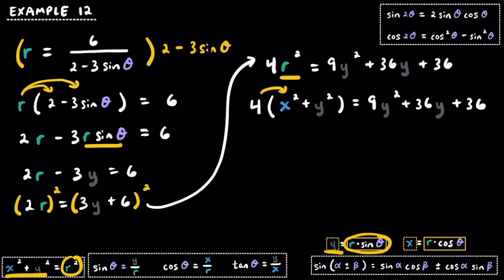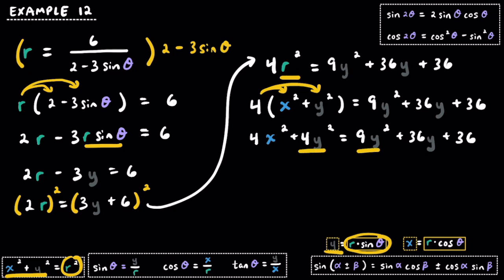Distributing this 4 to both of these terms on the left side, we should then be able to write that we have 4 times x squared plus 4 times y squared. That should be the left side after we distribute. And on the right side, I'm just going to rewrite it one more time as 9y squared plus 36y plus 36. So we have these like terms of 4y squared and 9y squared.